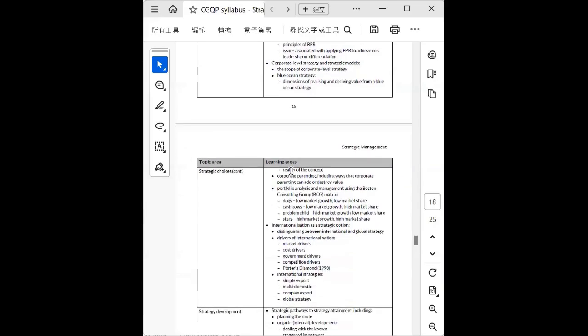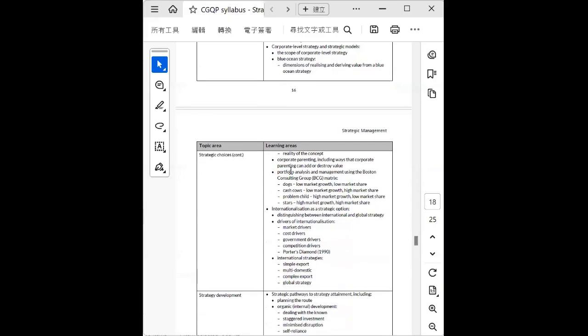Now we have the corporate level strategies and the models. The corporate level strategy involves decisions about the overall direction of the company. So it involves, say, things like diversification, acquisitions or resource allocations, just like Amazon has diversified its business from e-commerce to cloud computing, entertainment, logistics. So this shows you the breadth of the corporate level strategy.